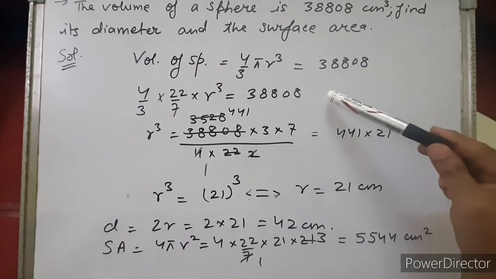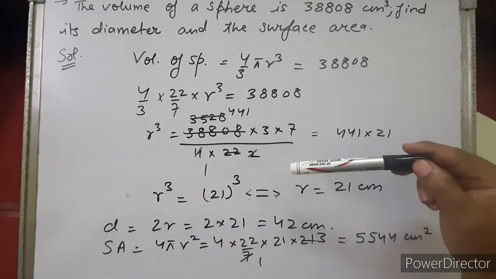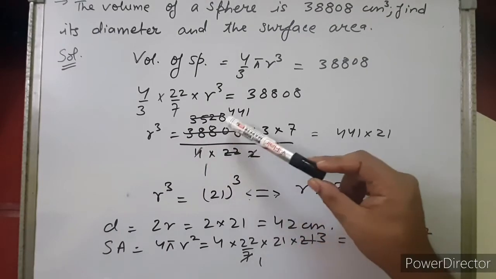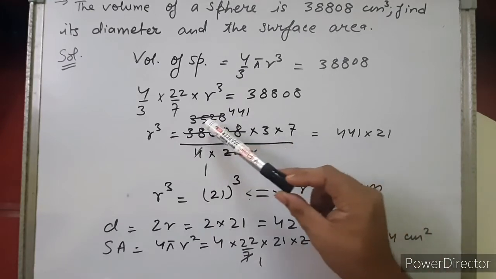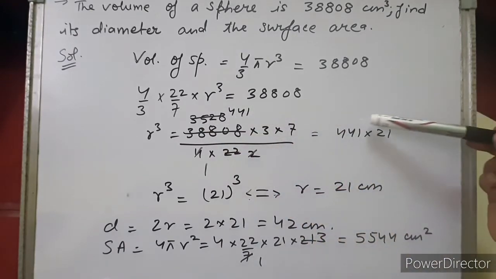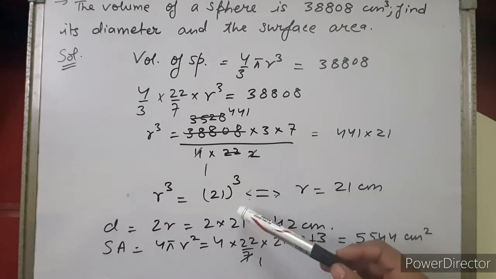So when we substitute the value of pi as 22 upon 7 and then cross multiply, we get r cube equals 38808 into 3 into 7 upon 4 into 22. Let's cancel this term by 11. 11 2s are 22 and 11 3s are 33, then 5s are, then 2s are, then 8s are. Then 4 2s are 8 and 8 4s are 32, 8 1s are 8. So what we get is 441 into 21. We know 441 is the square of 21.